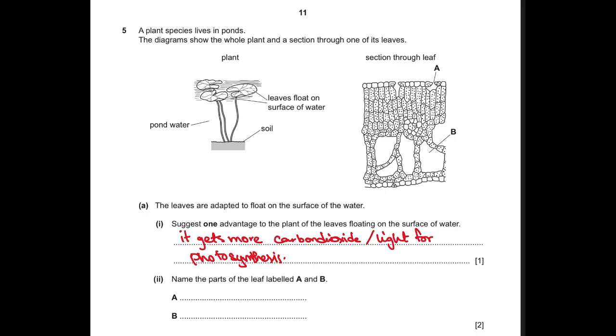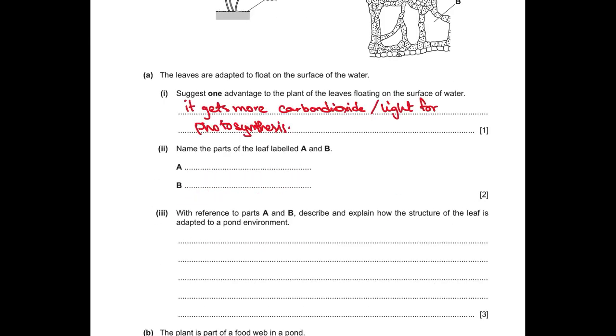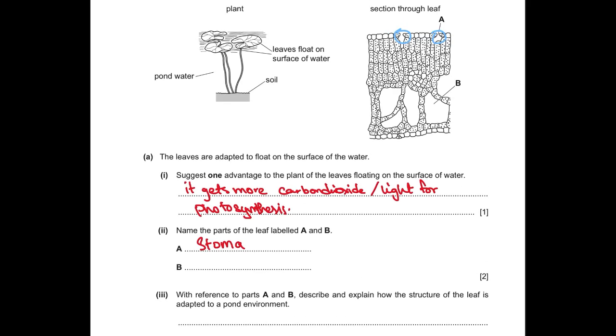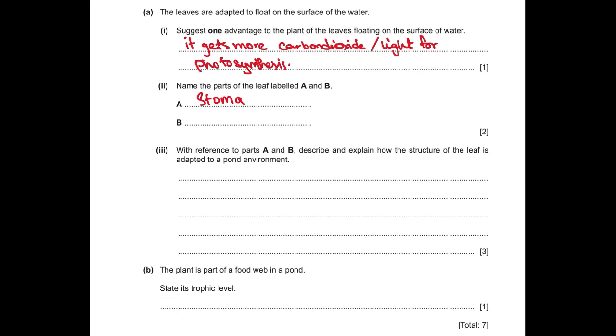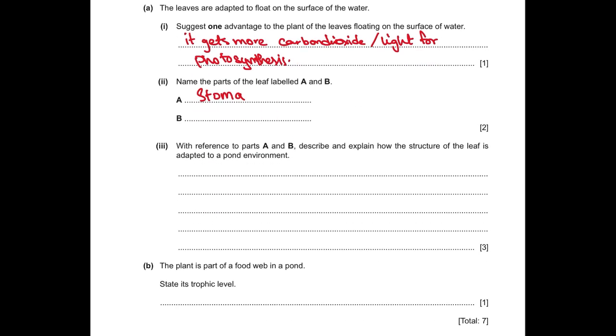Name the parts labeled A and B. So A is stoma or stomata. We can see the guard cells and the opening. So A is stoma, and B is the air spaces, where the gaseous exchange occurs in a leaf.